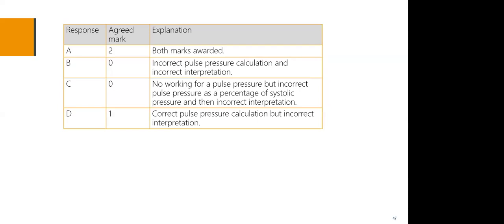There's no indication of it being 25% of the systolic, which would have been allowed. But what they have calculated still means that the person would be healthy rather than unhealthy. So the statement is incorrect.